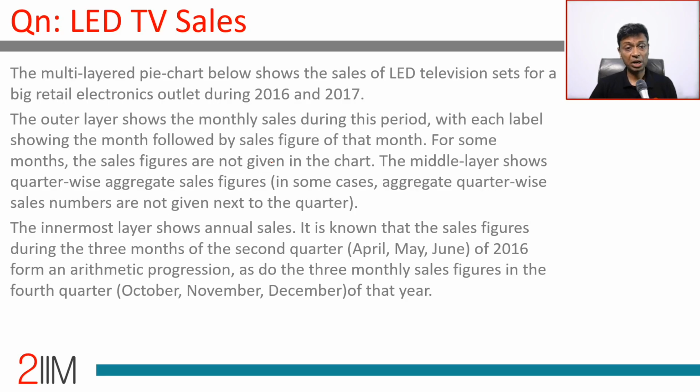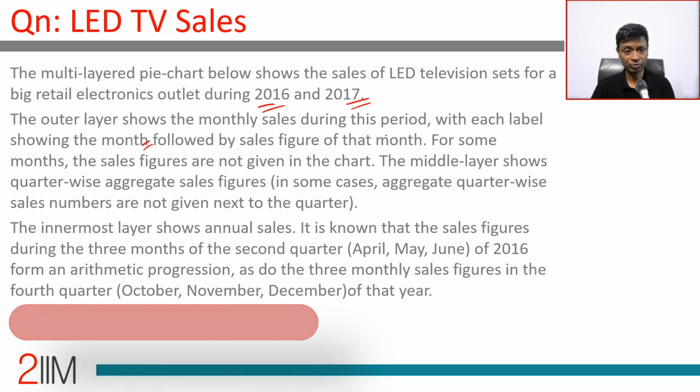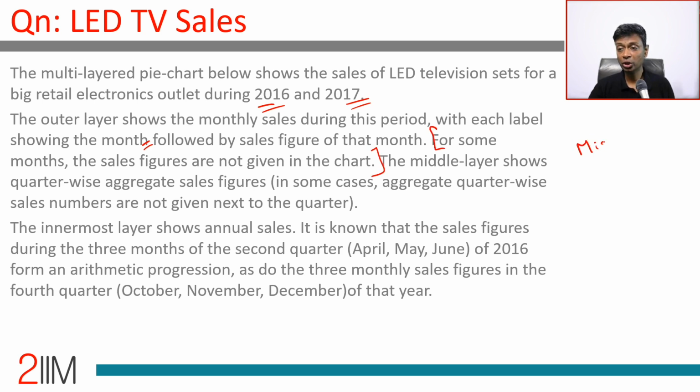The multi-layered pie chart below shows the sales of LED television sets for a big retail electronics outlet during 2016 and 17, 2 years. The outer layer shows the monthly sales during the period, with each label showing the month followed by a sales figure. For some months, the sales figures are not given in the chart. It's a usual typical thing. So we usually have some question where there are some missing numbers. So it's like a puzzle. So we figure out that puzzle, fill the missing numbers, and then we do the data interpretation part of it.